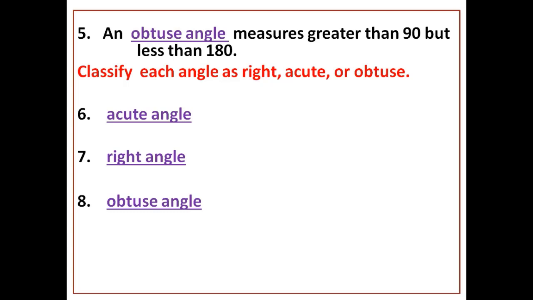You can see that in number 6 there is an angle, small angle. It is more than 0 degree and less than 90 degree. An angle that is more than 0 degree and less than 90 degree is called what? Can you say? Acute angle, right? So answer for the number 6 is acute angle.